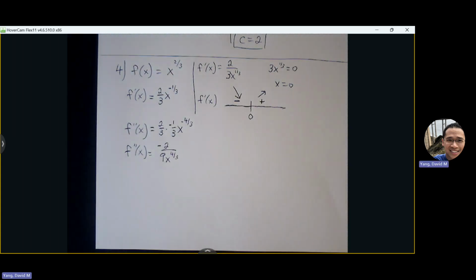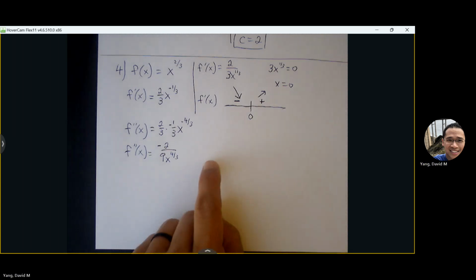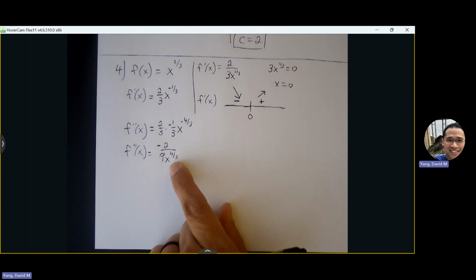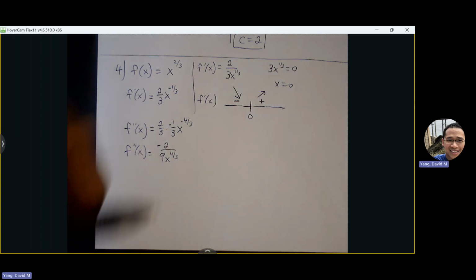Again, I look for critical points in the numerator and denominator, and the only one I'm going to find is what? x, yeah, denominator. Set that equal to 0. I'll also get what? 0. Yeah.